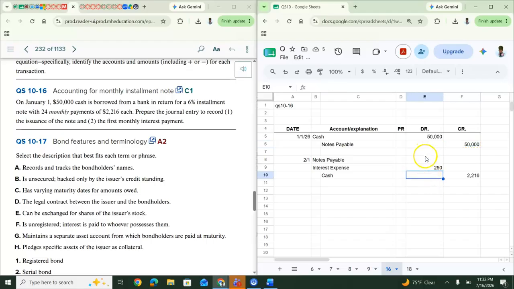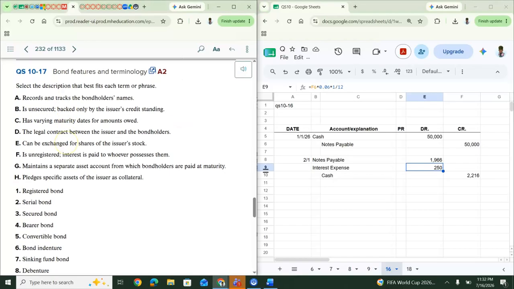Once you figure out the interest, that's $250, then the pay down of the notes payable will be the difference between the payment and then subtract the interest accrued for that 30-day period, and together these two debits will equal the credit. And so that would be your answer to item 2 for 16.